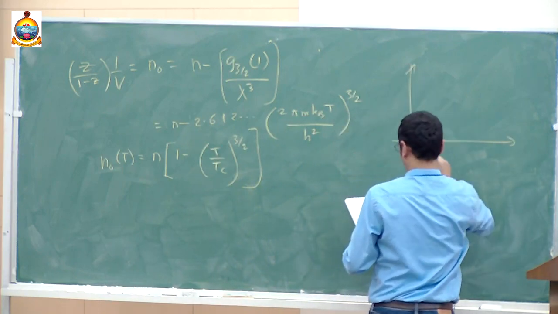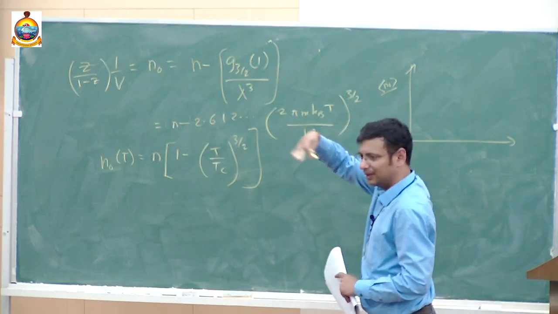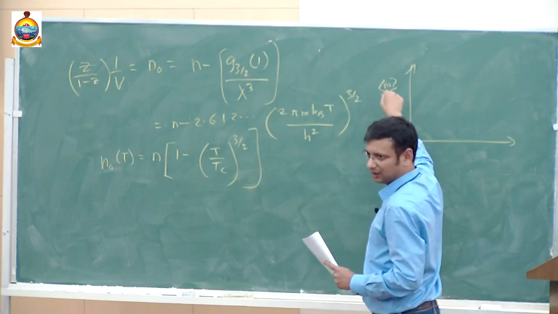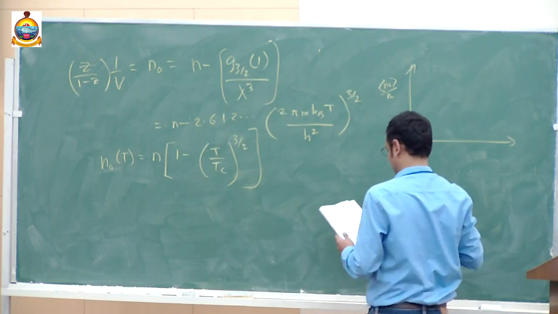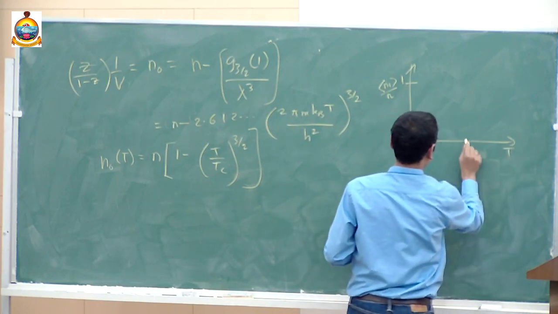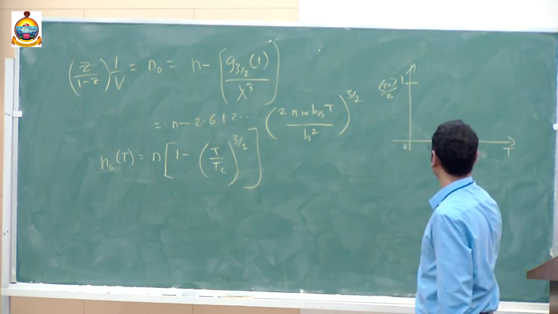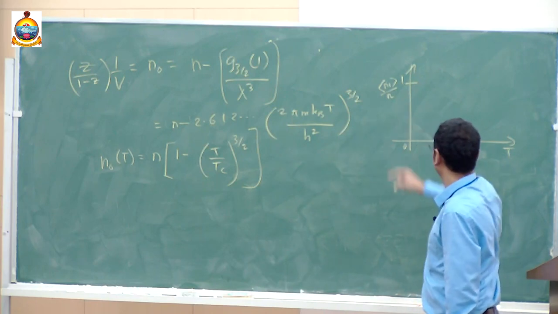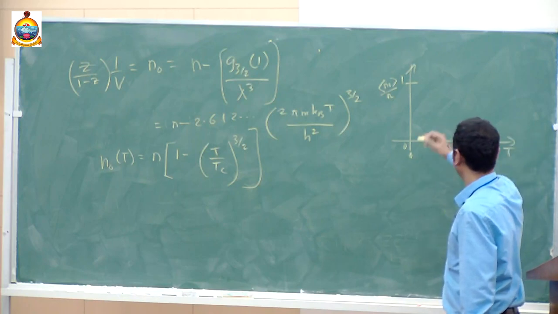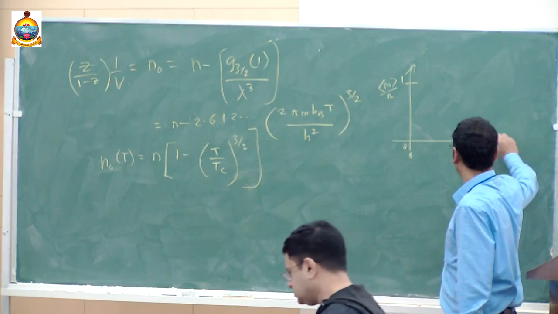So if we plot the average number density in the zeroth level, the ground state level, divided by the total density of particles in the system, then this is 1, this is 0, this is T, then how should the graph look like? What do you think? What should I draw? I have marked all the important things for you. Where should my graph start from? No, no, from this. I'm coming from high temperature.